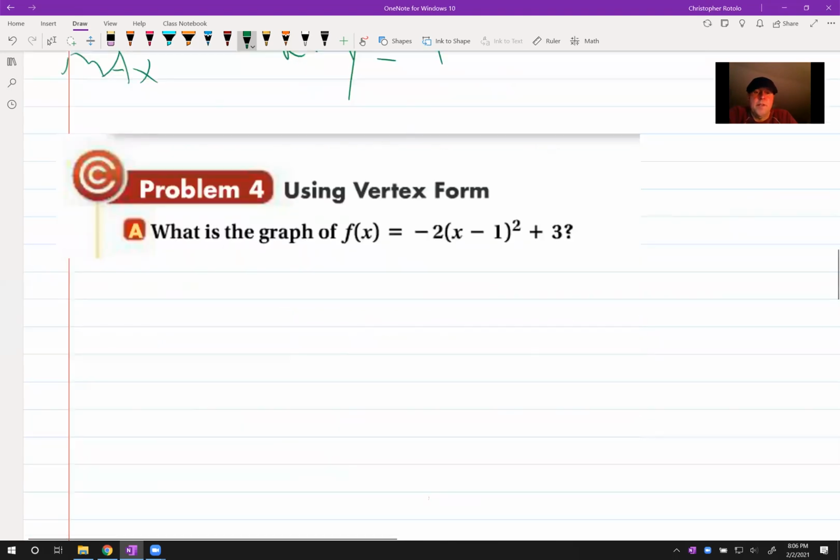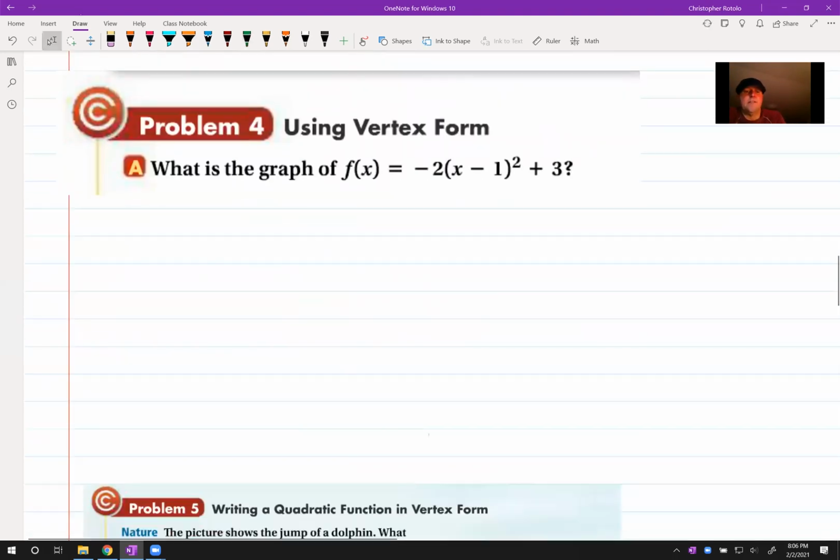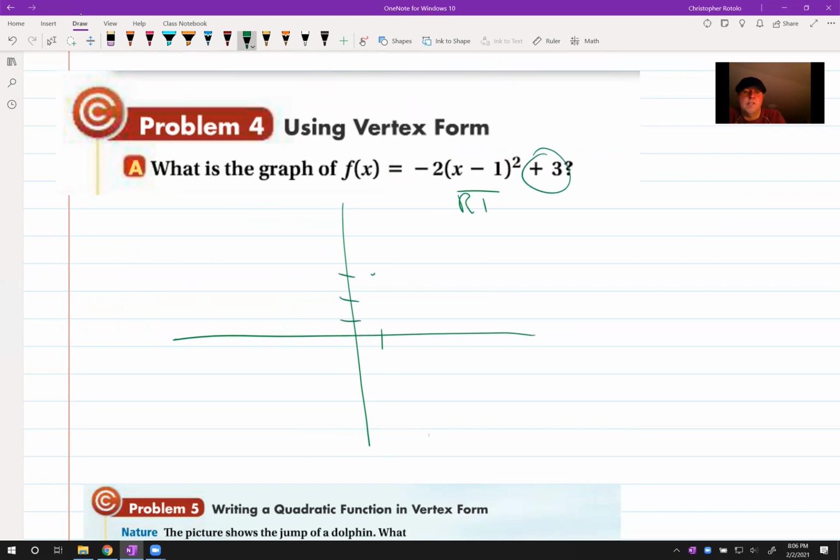All right, so let's actually use this thing. So instead of giving me all the information, we're going to say, let's make a graph out of this. So I know we're right 1, we're up 3, and that is definitely a point, right? That's the vertex, 1, 3. So I need that point right here.